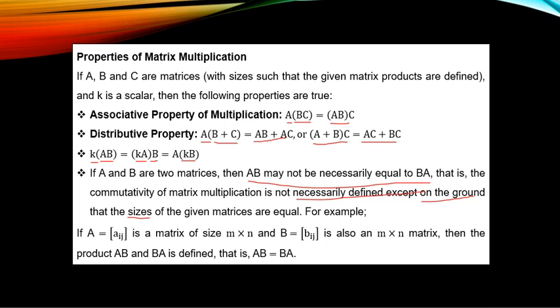When you multiply square matrices, the number of rows and columns are equal in both matrices. So look at matrix A here. The size is m by n. Look at matrix B, the size is m by n. In this case, you can have AB equal to BA. That is the only condition for us to have the commutative property of matrix multiplication. Okay?